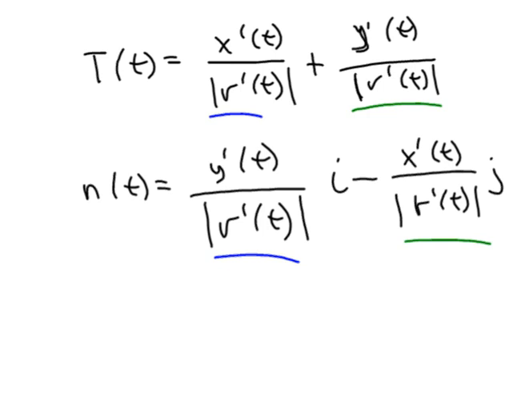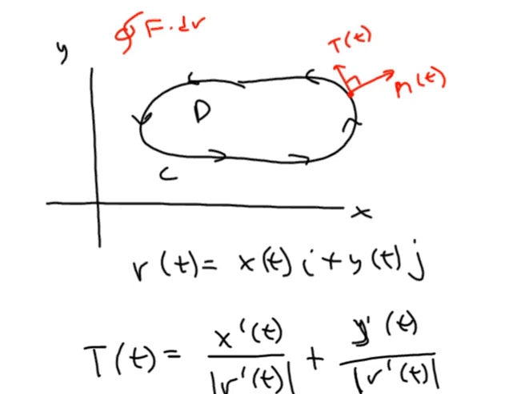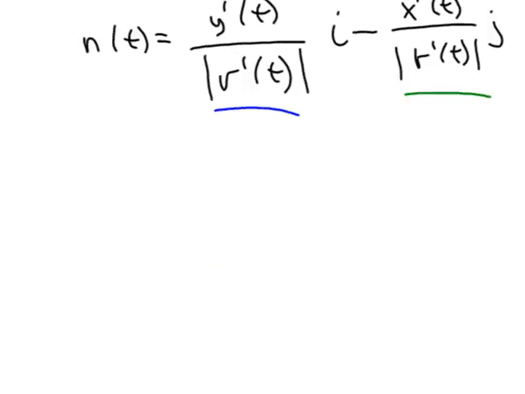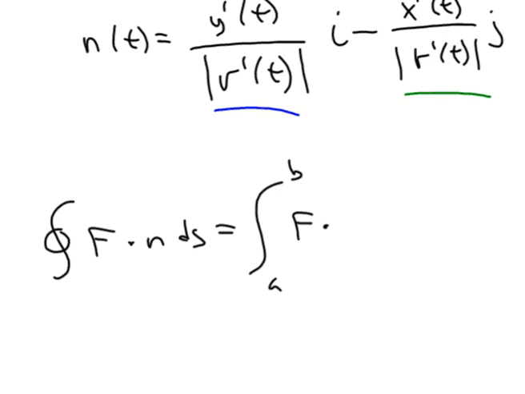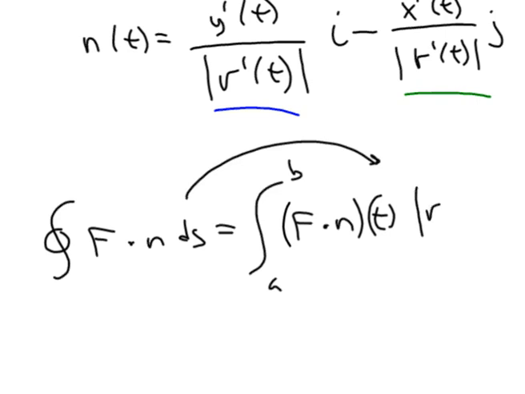So what we're going to do now is concern ourselves with, instead of F dot dr, which is sort of the work in the direction of the tangent vector, this line integral. What does this thing equal? F dot n ds. Well, we can parameterize this. It's the integral from a to b of F dot the normal vector, where F can be written as a function of t, and so can n. And then ds is just the norm of r prime of t dt.